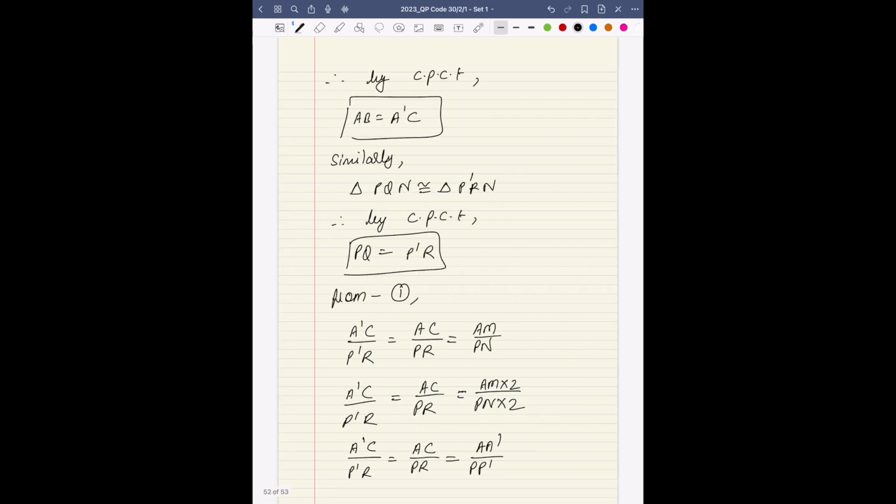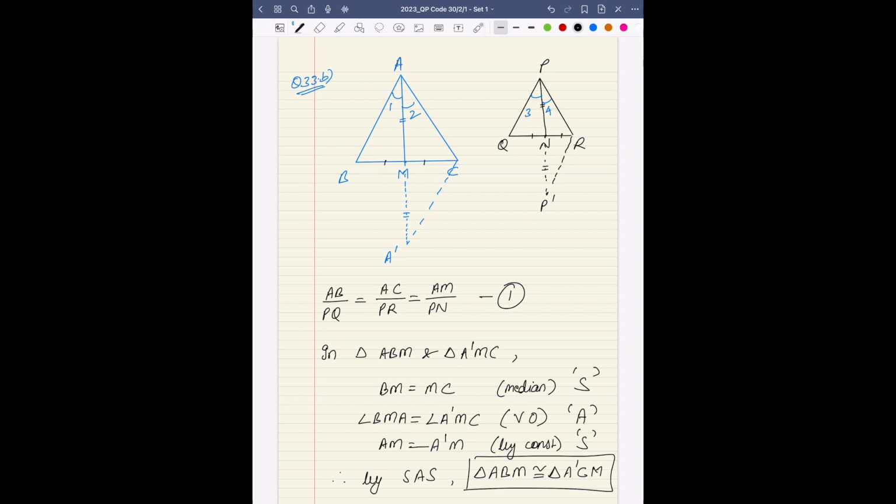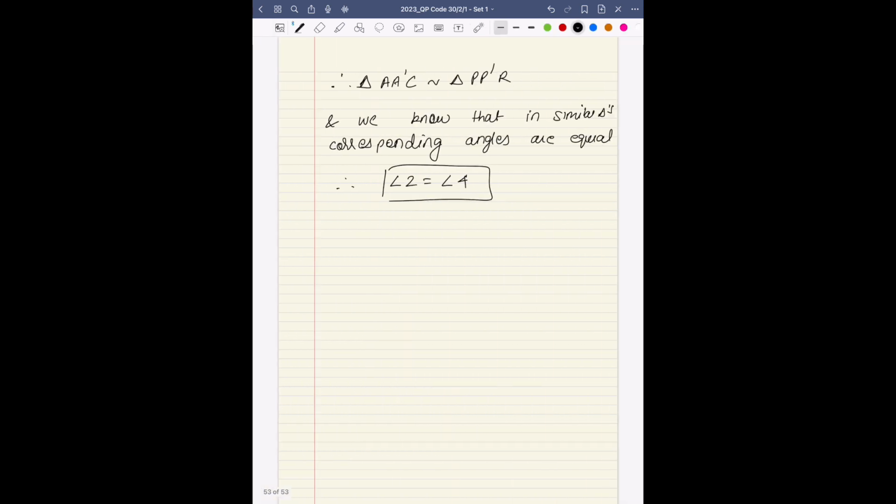Correct? If you have understood this, then the same way you join this and prove this triangle and this triangle similar. It will come out to be similar through the same logic, and then angle 1 will be equal to angle 3. So you can write similarly. If you have done this, then obviously they'll understand that. Just give an explanation: angle 1 is equal to angle 3, and give your reasons of the other triangle.